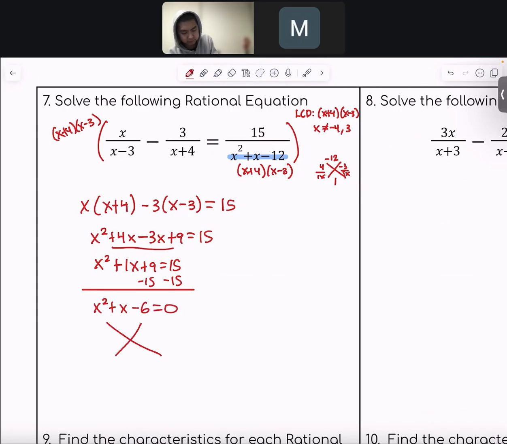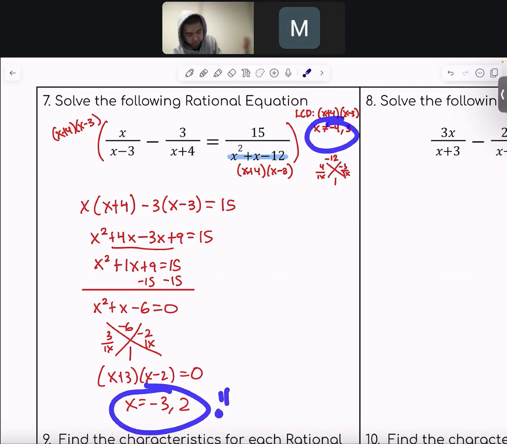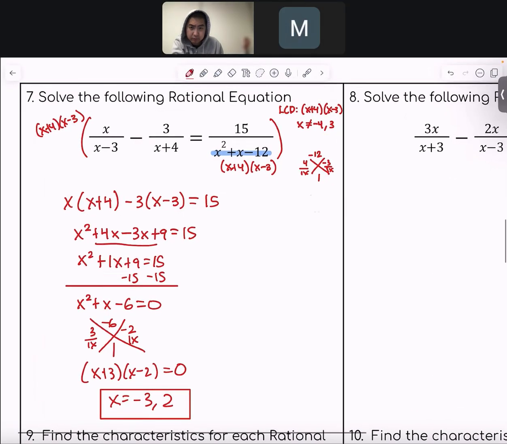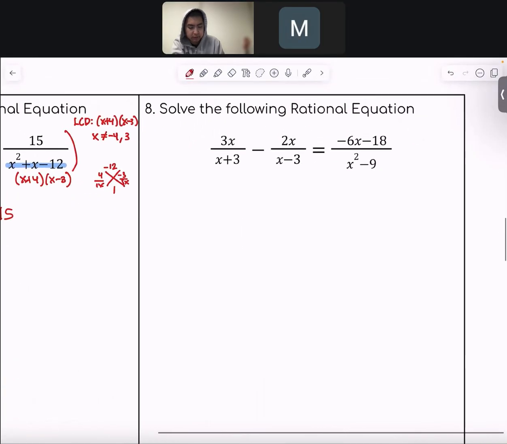And again, this is your guys' x method. So this is x plus 3 and x minus 2 is equal to 0. So x is equal to negative 3 and 2. And when you compare this to this, both of these are safe. So that means this is going to be your guys' answer. So there's that.